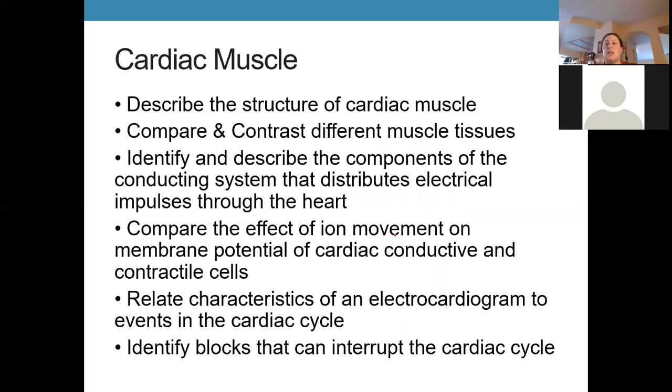All right, does anybody have any questions on the anatomy? You pretty much just need to know the chambers, the valves, and the flow of blood, and then the blood vessels.